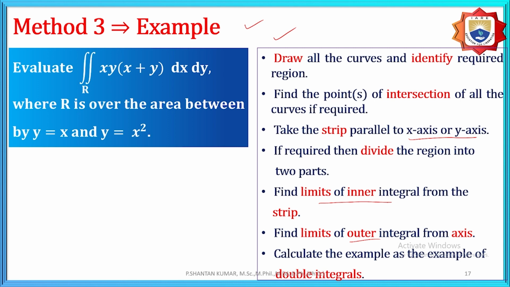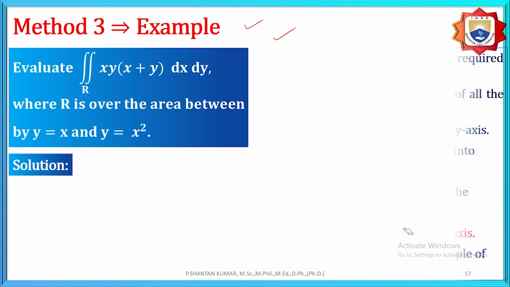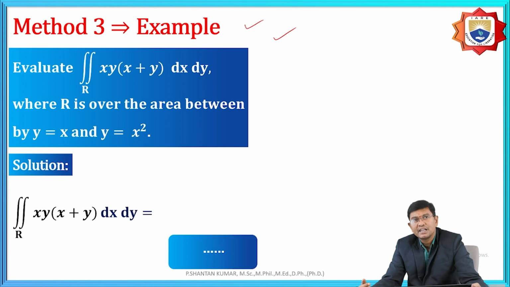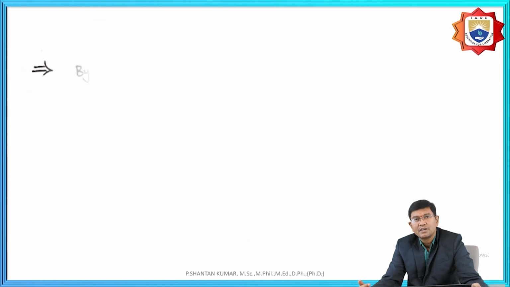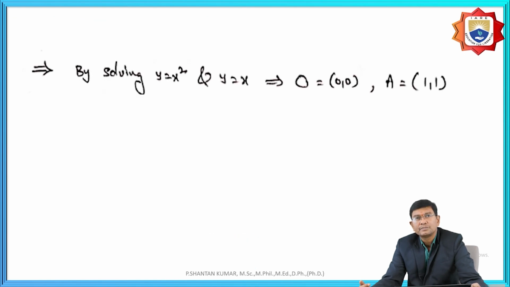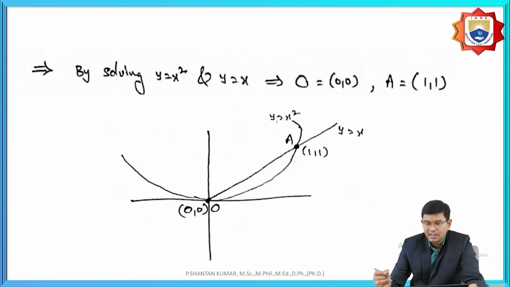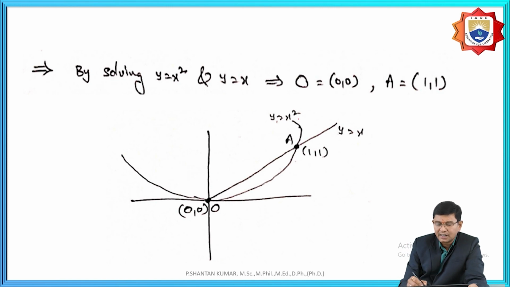Now we need to discuss. For example, while we are going to draw the diagram, by solving y is equal to x square and y is equal to x, the intersecting points are 0, 0 and 1, 1. The diagram should be like this. That means y is equal to x square is the parabola and y is equal to x is the straight line.